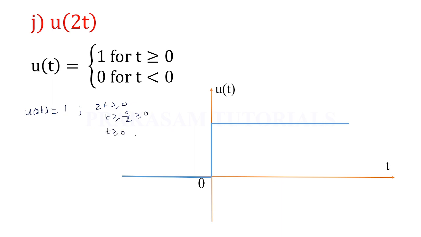So for t greater than or equal to 0, u of 2t is equal to 1. And for t less than 0, that means minus infinity to 0, the strength of the signal is 0.